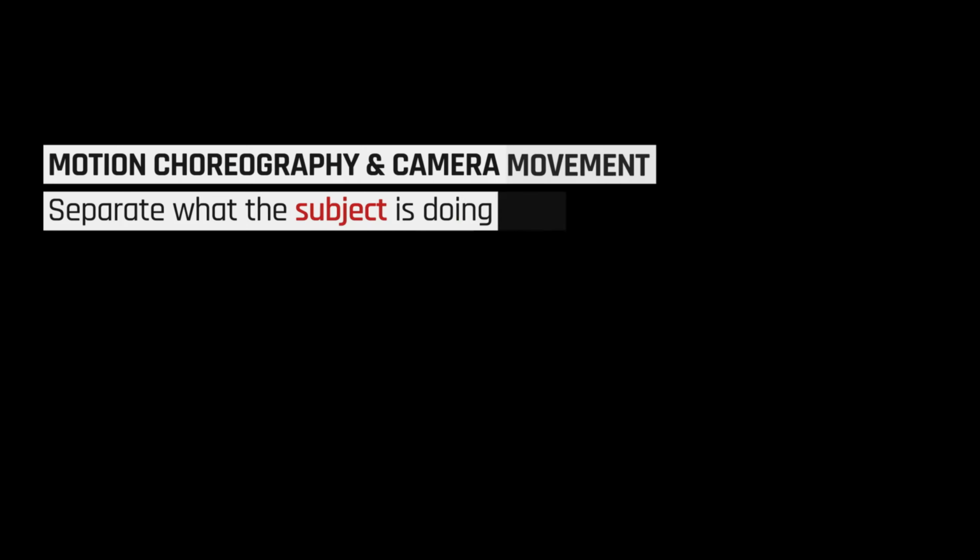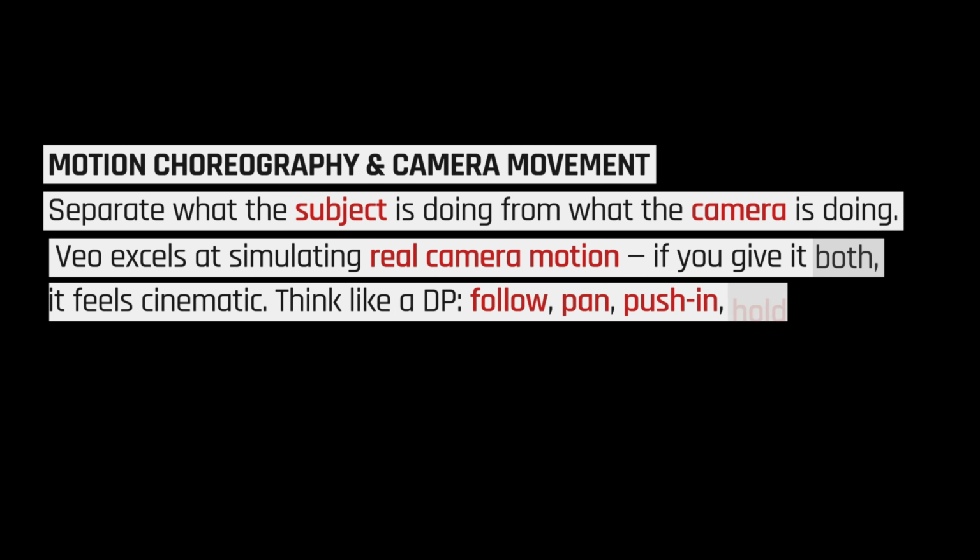Tip 4, motion choreography and camera movement. Now that your scene has texture and atmosphere, it's time to bring in motion, and not just from your subject, but from the camera itself. This is what separates a static shot from one that feels like real cinema.